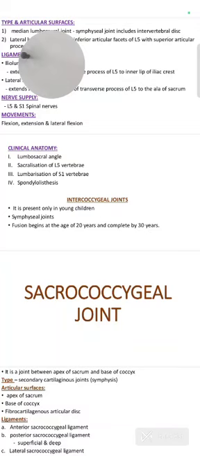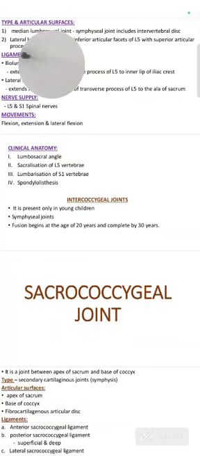And the next is the intercoccygeal joints. This is the joint which is present only in young children before fusion. It is also a symphysial type of joint. The fusion of these intercoccygeal joints begins at the age of 20 years and is complete by 30 years.